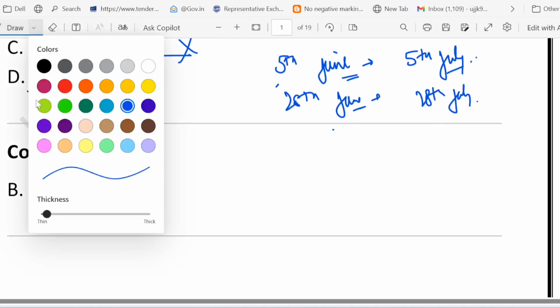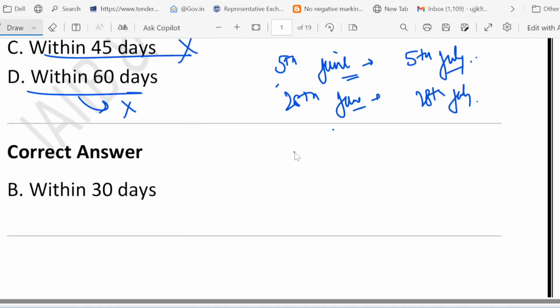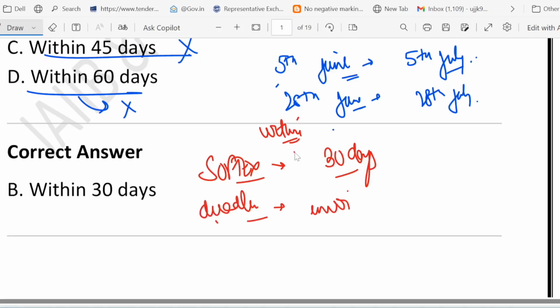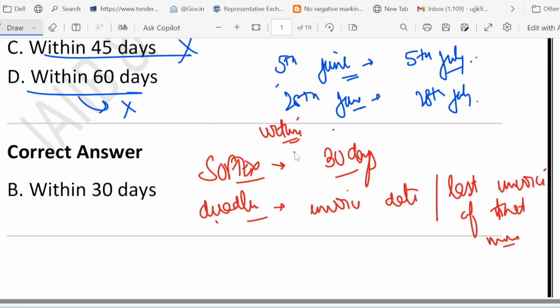To summarize what we have learned in this question: the SOFTEX form submission deadline is within 30 days. This deadline counts from the invoice date or the last invoice of that month. Late submission may also cause compliance issues and payment delay. So remember, this is the rule. Now friends, let's see the next question that we have.